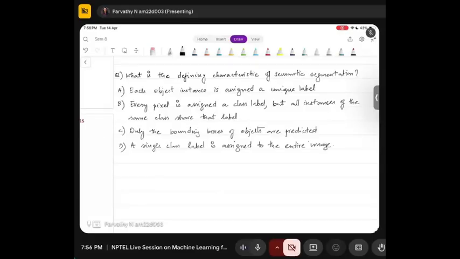So what is the defining characteristic of semantic segmentation? Each object instance is assigned a unique label. Every pixel is assigned a class label, but all the instances of the same class share that label. Only the bounding boxes of objects are predicted. A single class label is assigned to the entire image.